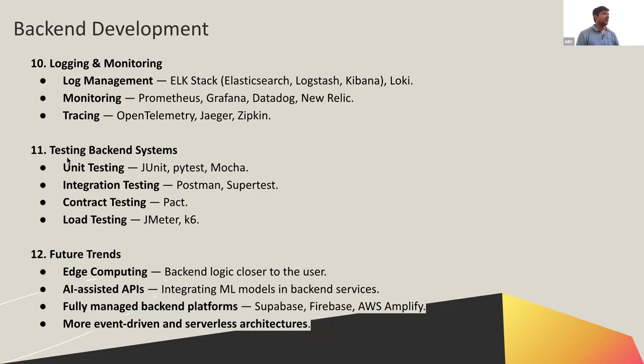In case of backend, there is unit testing that has to happen, integration testing, contract testing, and load testing. Contract testing is more like your API testing, right? There are interactions between components, internal or external. They are working on some contract, and that contract is your APIs, isn't it? Future trends in this are edge computing and AI-assisted APIs. Nowadays there's a very important aspect of API documentation itself.